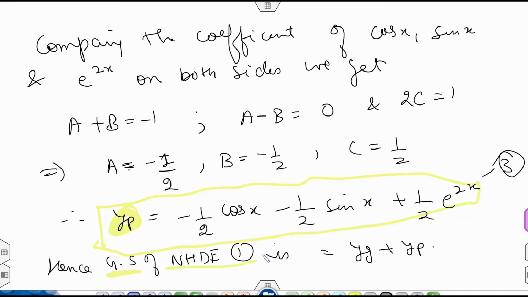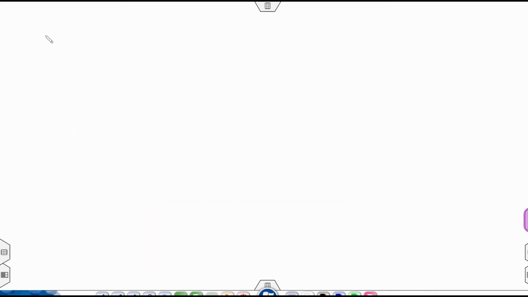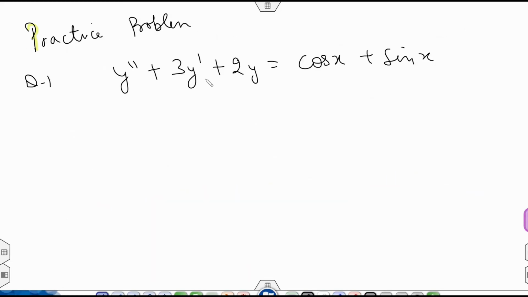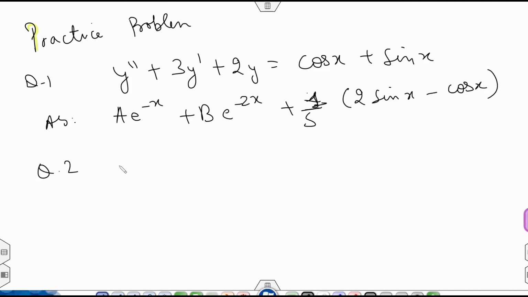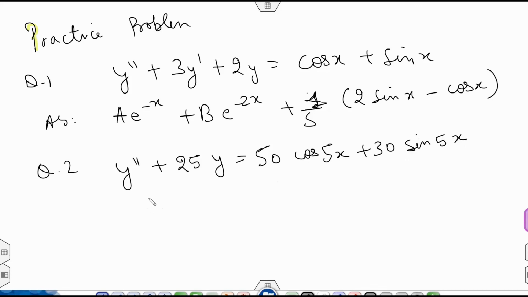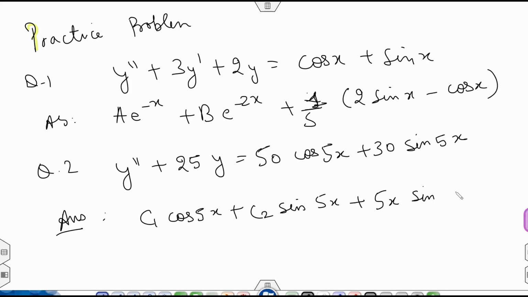I'll just write a few practice problems for this also. For the practice problems, you need to find the solution by using the method of undetermined coefficients. Okay, so this will be your answer. Question number 2: y double dash plus 25y equal to 50 cos of 5x plus 30 sine of 5x. Here your answer will be c1 cos of 5x plus c2 sine of 5x plus 5x sine of 5x minus 3x cos of 5x.